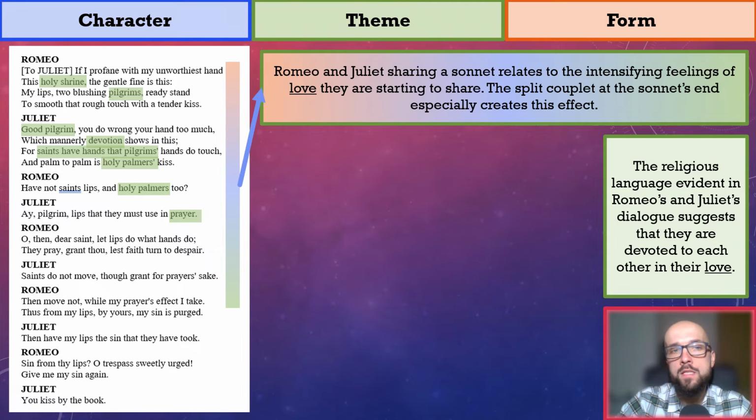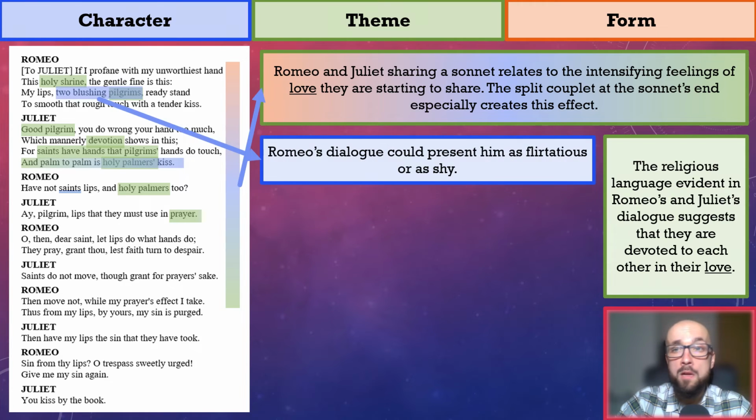Now, when Romeo refers to his lips as blushing pilgrims, this could create two different impressions. On the one hand, blushing could suggest that Romeo is shy, whereas this line could also present him as being flirtatious because it sees him bring attention to the colour of his lips, thus indicating that he would quite like to kiss Juliet.